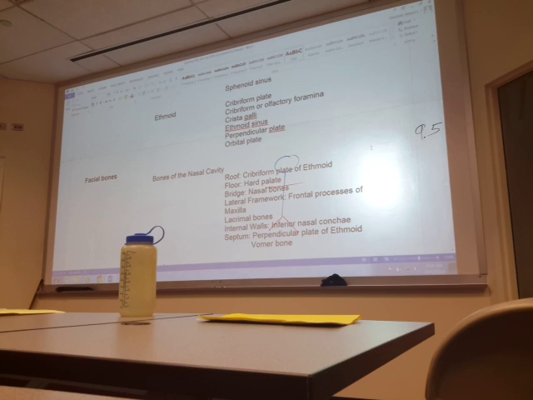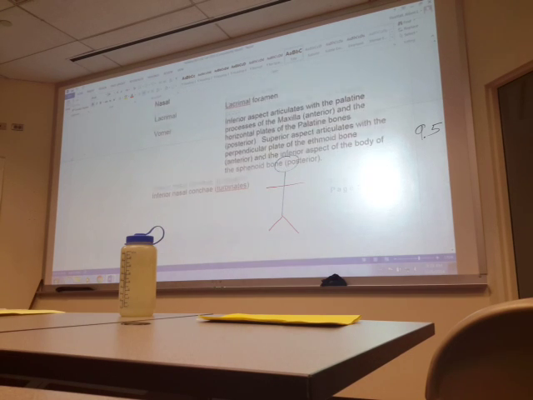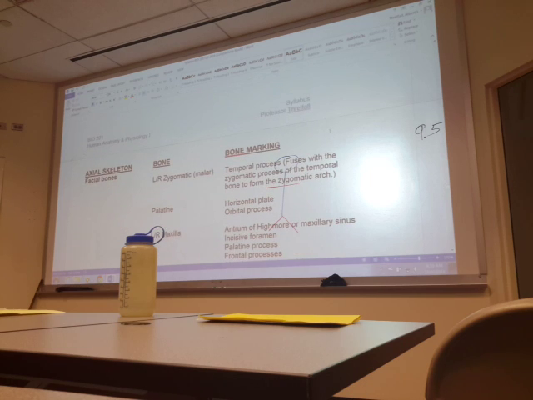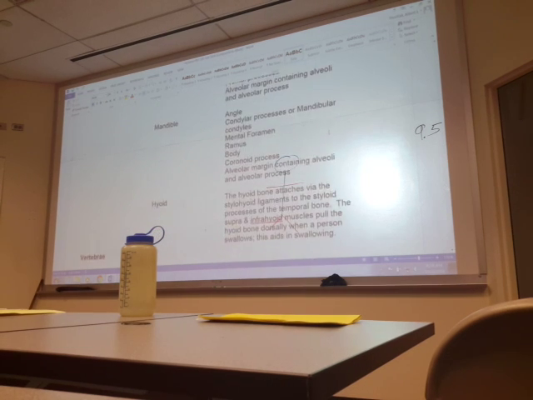Now we move from cranial bones to facial bones. So these would be cranial bones, these would be facial bones. It's all part of the skull, but it is a little different. We continue working our way down, still in facial.